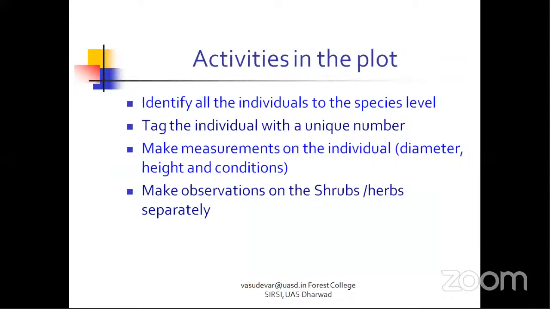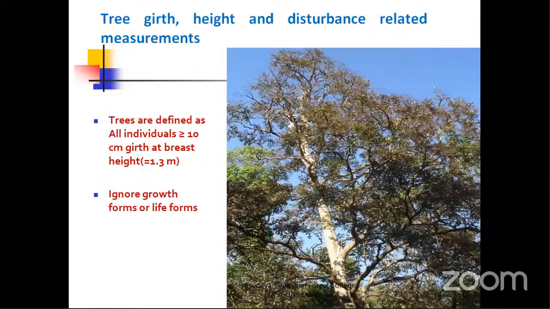When you enter into a plot, we identify all the individuals in that plot to the species level, tag every individual with a unique number, and then make measurements like the diameter, height, and other conditions. Some observations are made in the shrubs and herbs separately. So let us imagine that we are already inside a plot and we have to identify a tree. Then what exactly is a tree? A tree is generally defined as an individual which has a girth of more than 10 centimeters at breast height, that means 1.3 meters from the ground.